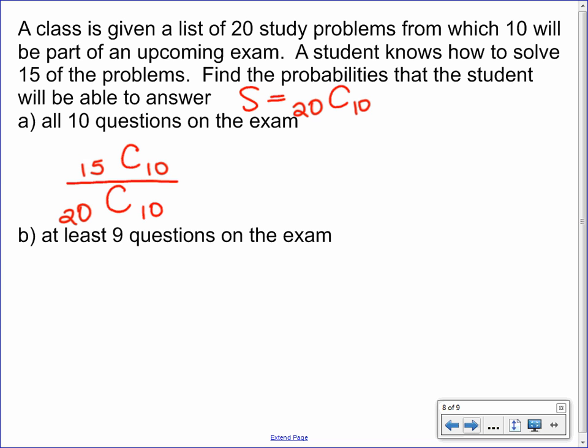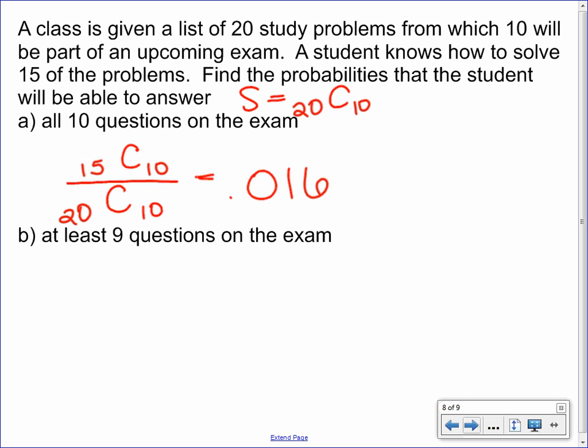What's this probability? So even though he knows 75% of the material, there is only a 1.6% chance he's going to get 100.